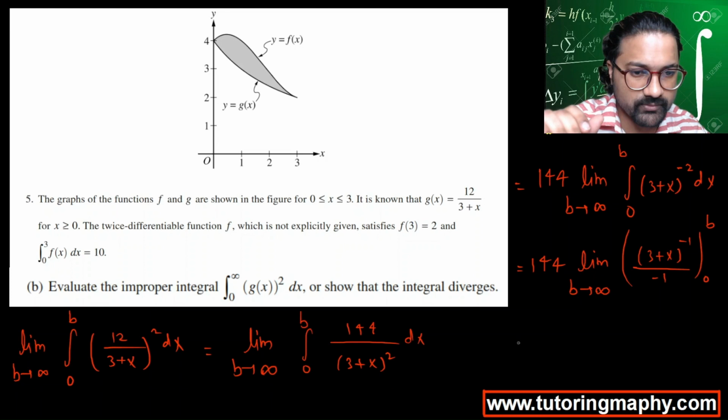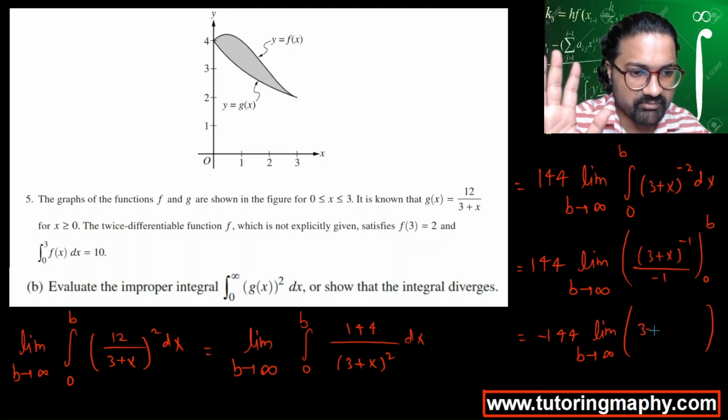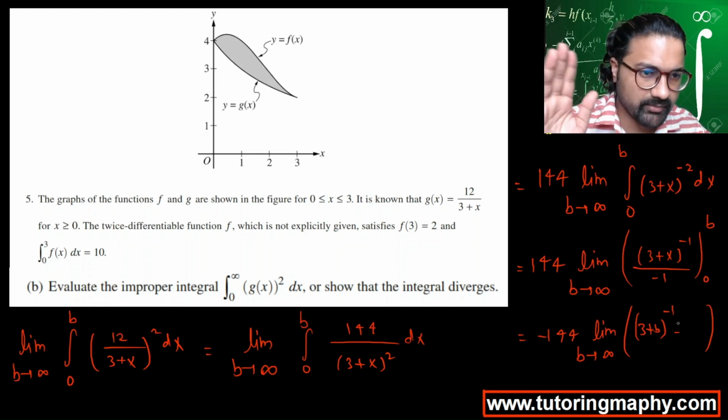I hope you're able to follow. Again, this negative sign, I'm just going to pull it out. I don't like that inside. So negative 144, limit still remains intact of b approaching infinity. The upper limit is going to be 3 plus b raised to minus 1 minus the lower limit, where x is 0.